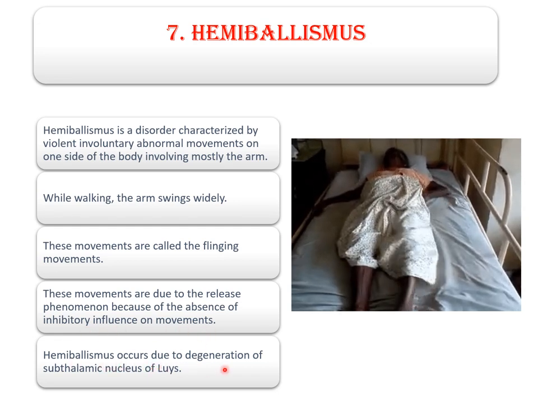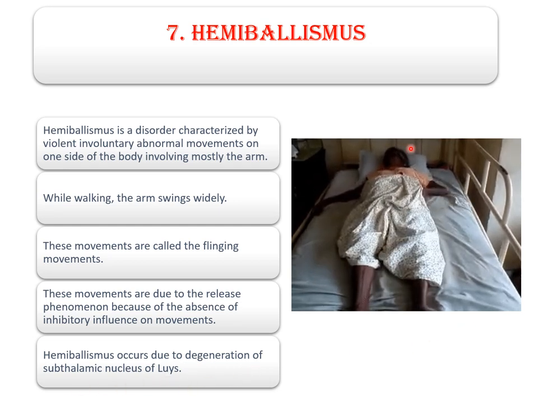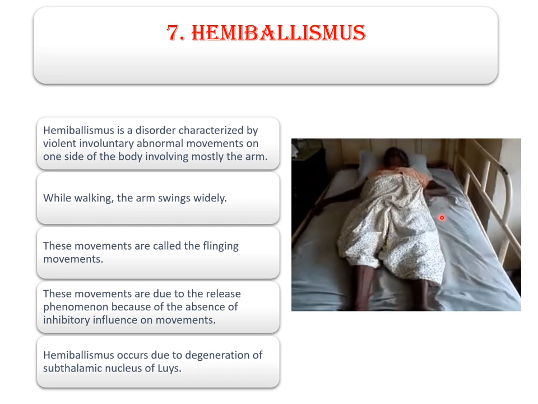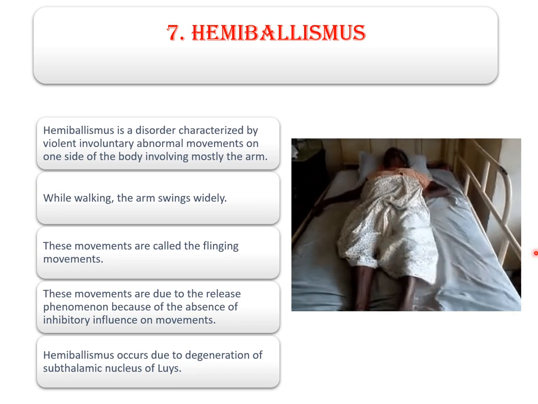Hemiballismus occurs due to degeneration of the subthalamic nucleus of Luys. So in this animation you can clearly see the violent, involuntary, abnormal movements of one side of the body, mostly involving the arm.